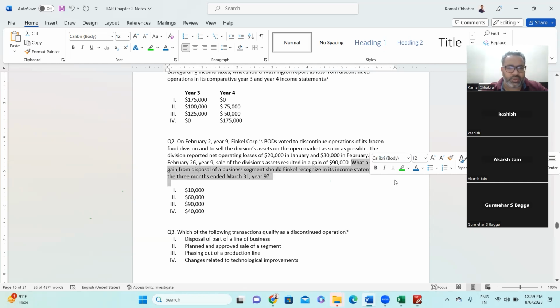What is the call of the question? Gain from disposal, we have to identify how much is the gain from disposal. How much is the gain?